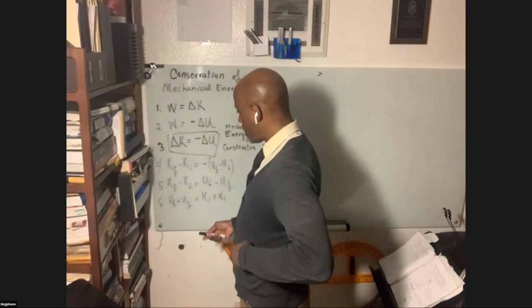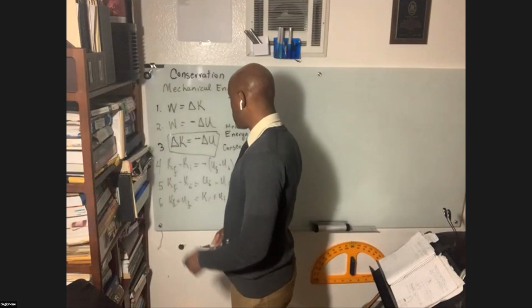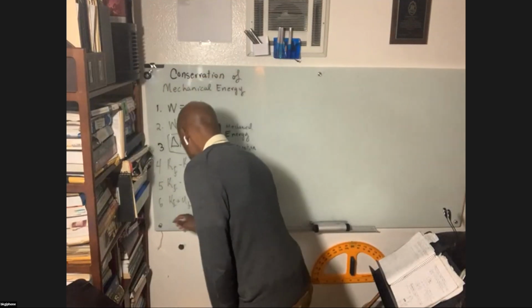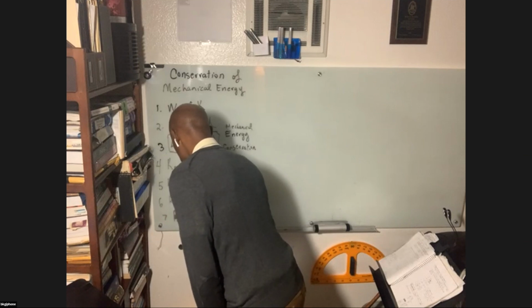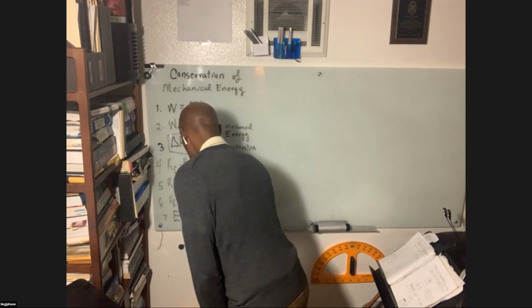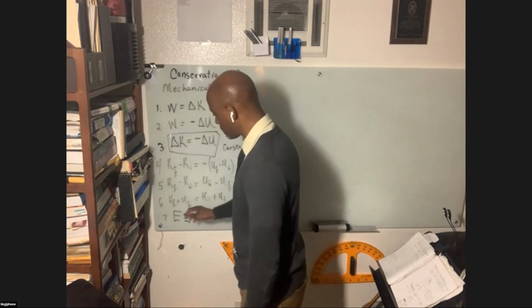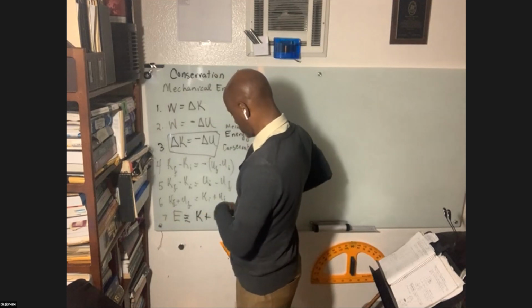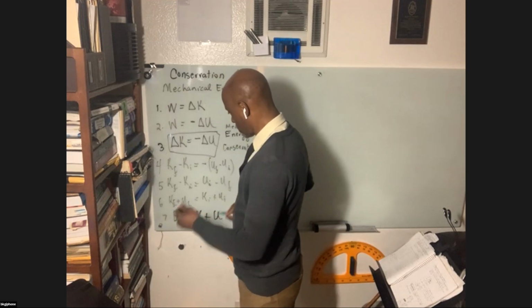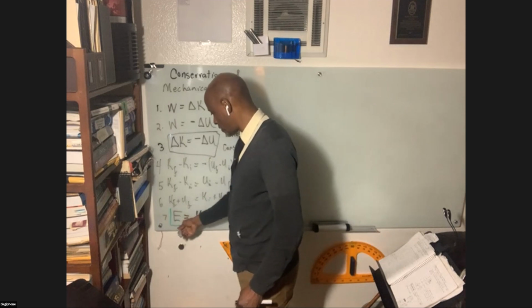So we define it right now. Mechanical energy, the symbol we use is E. It's a scalar quantity as well. And it is defined as kinetic plus potential. That's it. So this is mechanical energy.